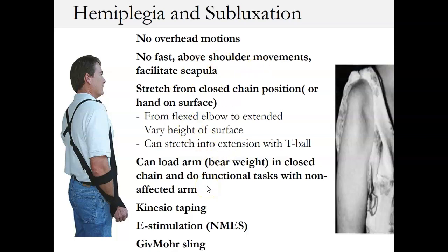Can load arm, bear weight, and closed chain. So the affected arm, let's say it's a left hemi, the left arm would be bearing the weight as you do something with the right hand. So they could lean onto the left, wash a table down, dust a table, do something with their non-affected right hand. So they're loading on the affected side, we're saying it's the left side, and doing a task with their right side, their non-affected side.